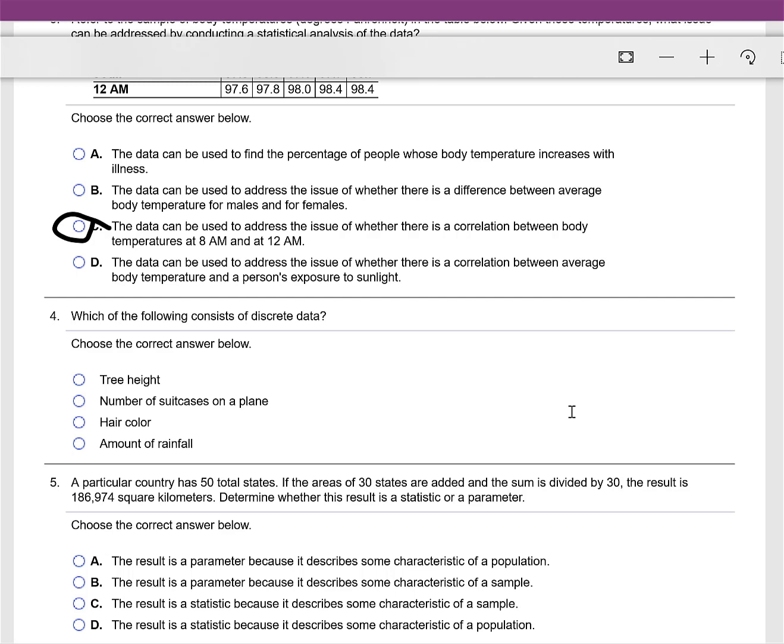Which of the following consists of discrete data? Remember what discrete means. Discrete means separate numbers. So discrete here would be the number of suitcases on an airplane.